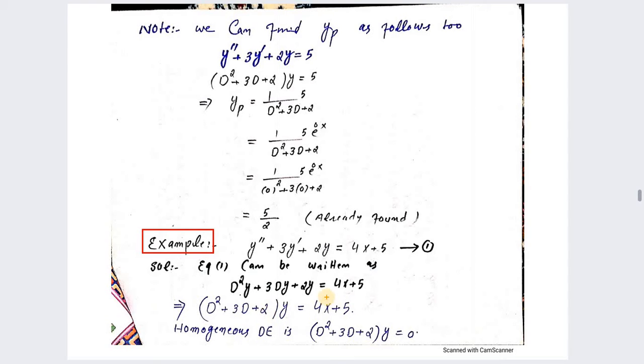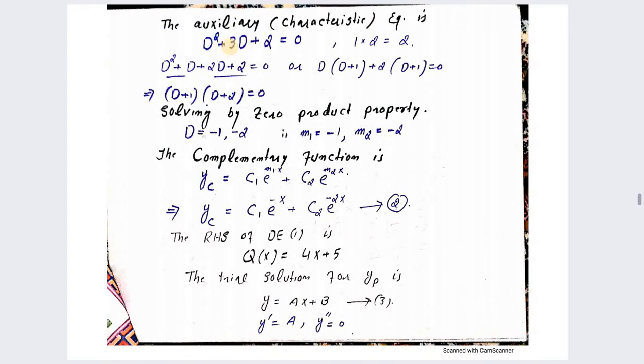Now by equating 4x plus 5 equal to 0, this equation is called a homogeneous differential equation. Now by ignoring y, we will get the corresponding auxiliary or homogeneous equation. So this equation will be the auxiliary or characteristic equation. Now here we have 1, here we have 2, 2 into 1 is equal to 2. Now we have to replace this 3d by d plus 2d.